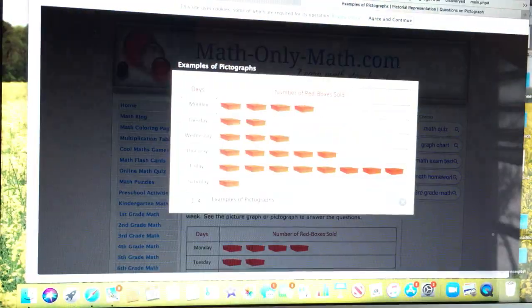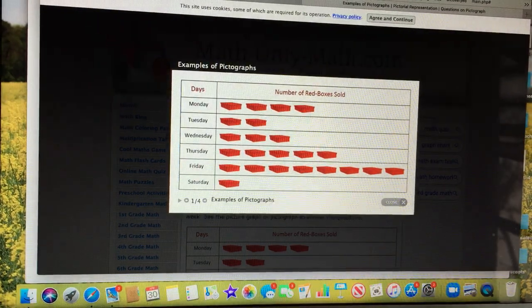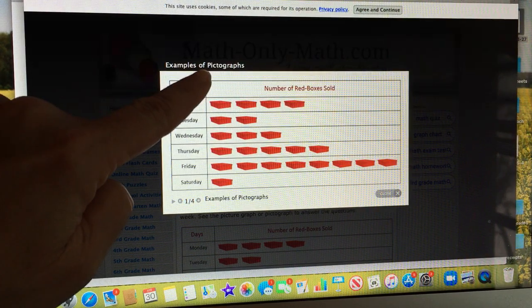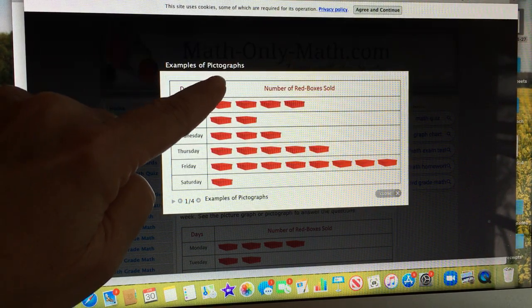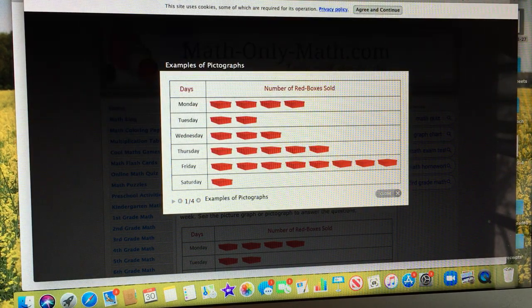So I'm going to wake up my computer here. This is called a pictograph, and you can imagine why it might be called pictograph. That word picto might remind you of the word picture. So a pictograph is a graph that uses little pictures to tell us information. Now, the title of this one is The Number of Red Boxes Sold.